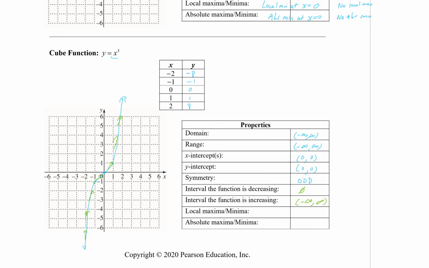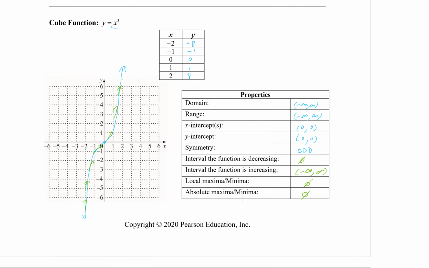By the way, we call that a monotonic function because it's always going up or always going down, whatever. So it's increasing monotonically. Local max or min, it doesn't have any of that, and it doesn't have an absolute min or max. So we're going to just scratch that out.